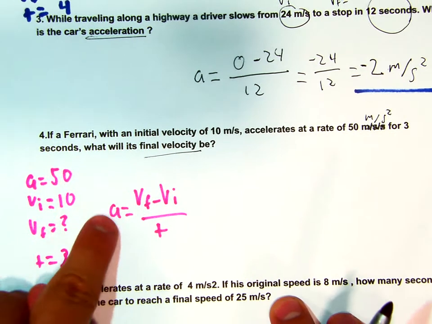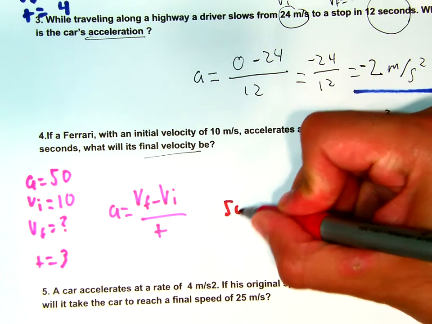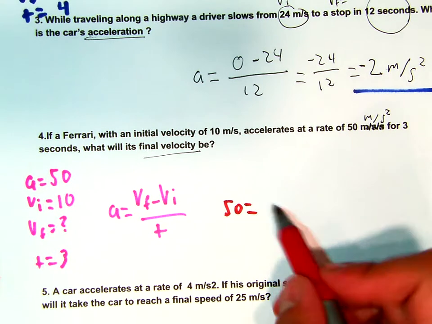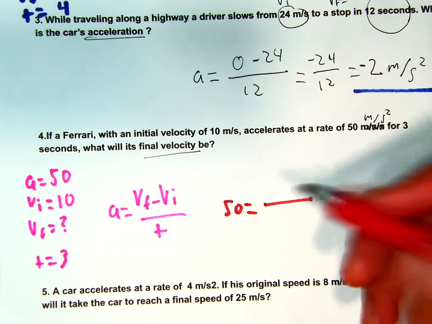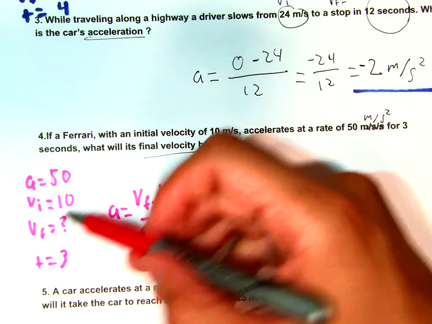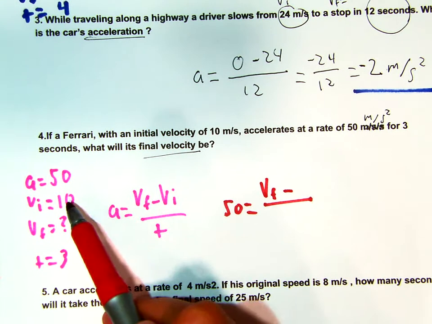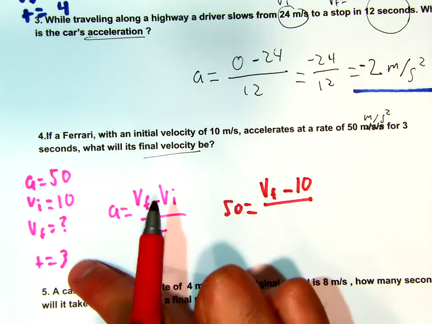So rather than putting A, I'm going to put 50 because I'm going to plug it in, right? So I go 50 equals, I don't know V final, so I can't put anything. I can just put VF to represent the unknown. Take away 10, because that's my initial, right? Divided by my time, which was 3.